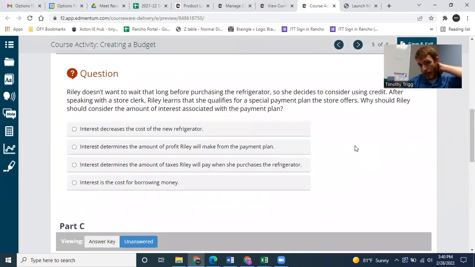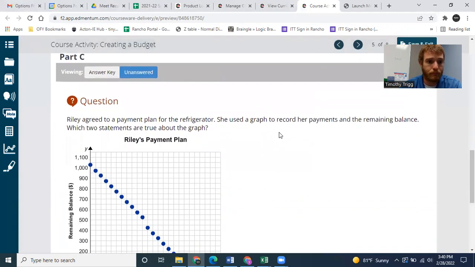When you take out a loan for any amount, what you have to pay is interest. So that means you're not just paying however much you borrowed, but you're also paying an additional amount. This additional amount that you have to pay on any loan is called interest. So the answer here is interest is the cost of borrowing money. Whenever she's going to borrow money from a store or anywhere else, you should always consider how much interest you're going to pay.